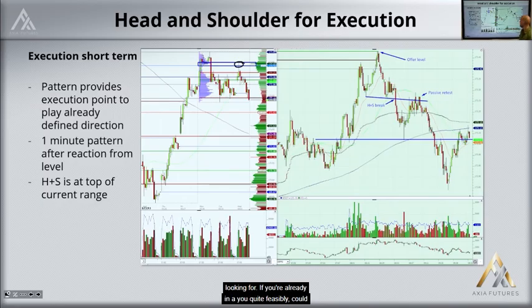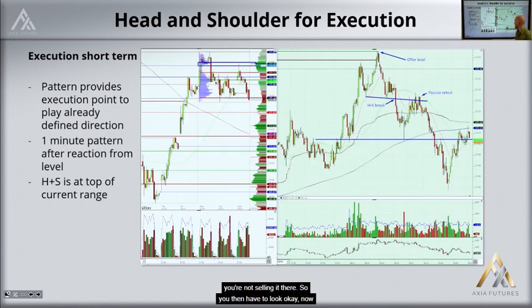If you're already in, and you quite feasibly could be from up here, just here, brilliant. The head and shoulders pattern is now giving you a chance to add on to this trade. If you're not in, then the head and shoulders is now an additional method or a way of accessing this move to the downside. Imagine that you hadn't sold it up here. You decide, I'm not going to sell it up here, I'm going to wait for a trade. You don't know what that trade is going to be if you're not selling it there.